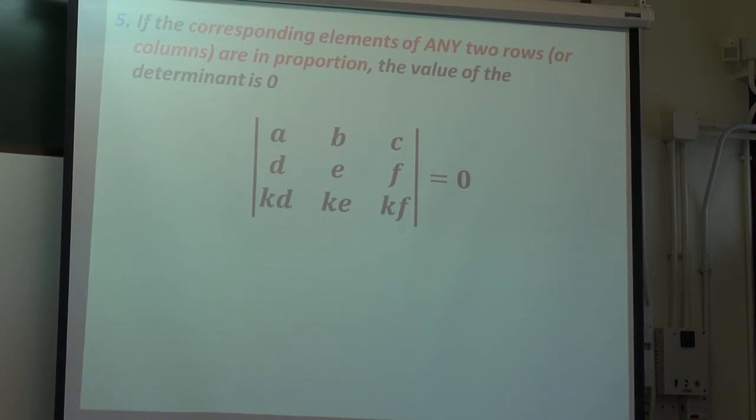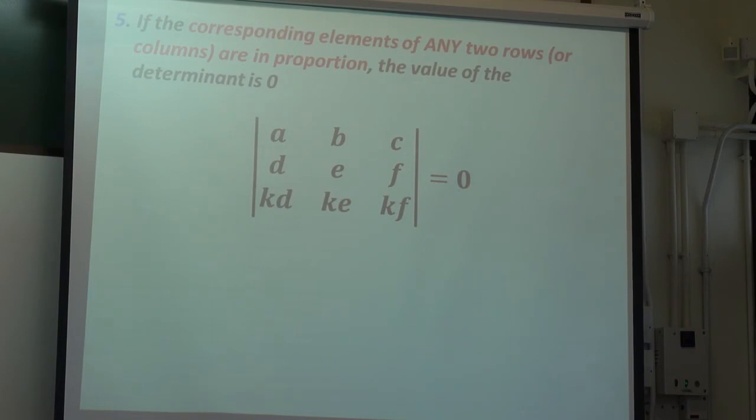What can you see? This is DEF, right? And this is KD, KE, KF, right? We call this proportional. Can you see that? The corresponding elements are proportional, just like similar figures, where all three sides are proportional. Okay? So once you find that some corresponding elements of the rows are in proportion, you can tell the answer of the expanded form to be 0, strictly 0, right away.